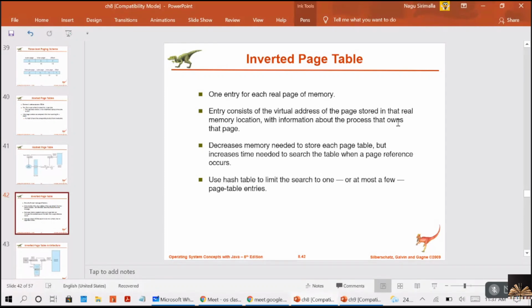But what is the limitation here is, because you are having only one table for all the processes, definitely the number of entries in the page table will be increased. So you require more searching time even though you decrease the memory requirement. So for that, what we are doing is using a hash table to limit the search to one or at most a few page table entries. ఇక్కడ మనం ఏంటంటే, along with the inverted page table you are using a hash table concept to make the searching easier. అంతే కదా, hash table ఎలా ఉంటాయి based on the mod, prati entry. So when you get that entry, definitely based on that entry you are reducing the searching time.